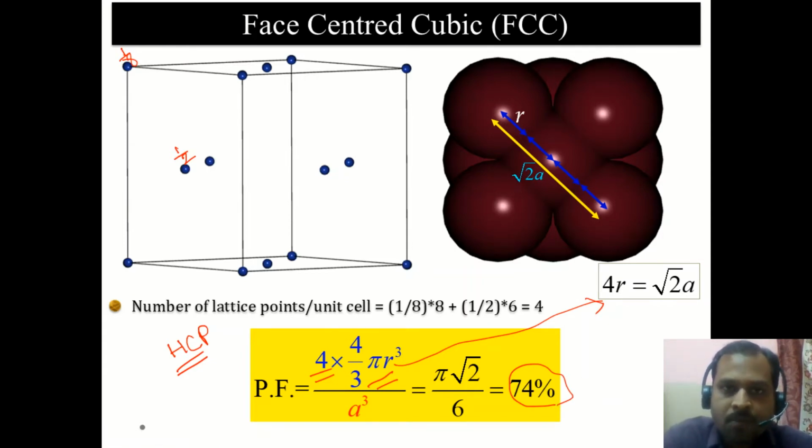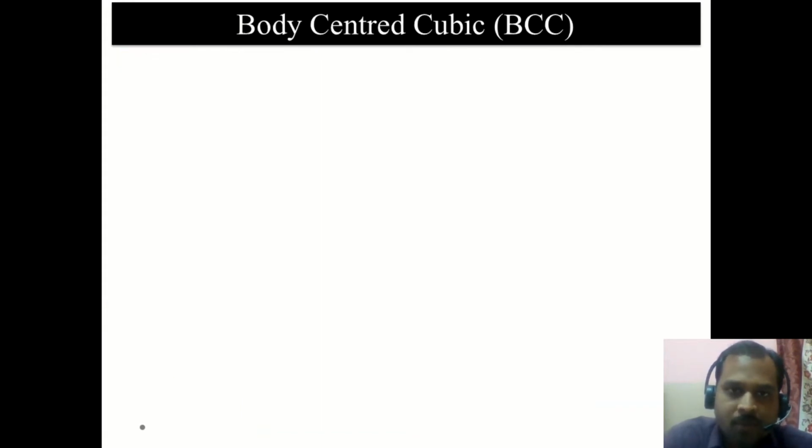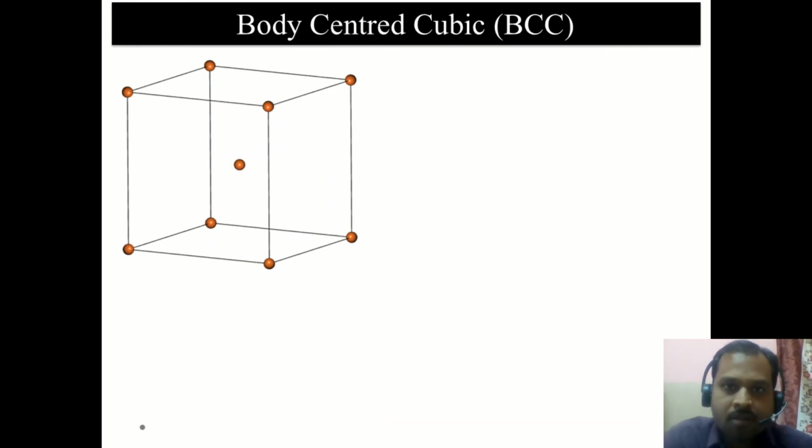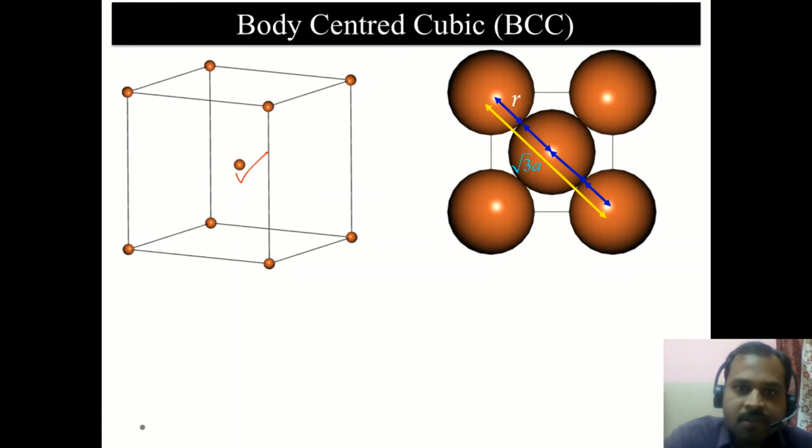Now let us come to the third and the final example, that is the body centered cubic. We know that in the body centered cubic unit cell, together with the 8 lattice points at the 8 corners, we have another atom, one additional atom at the body center. So now when we fill it with the atoms, this is how this particular plane will look like. This plane has been represented.